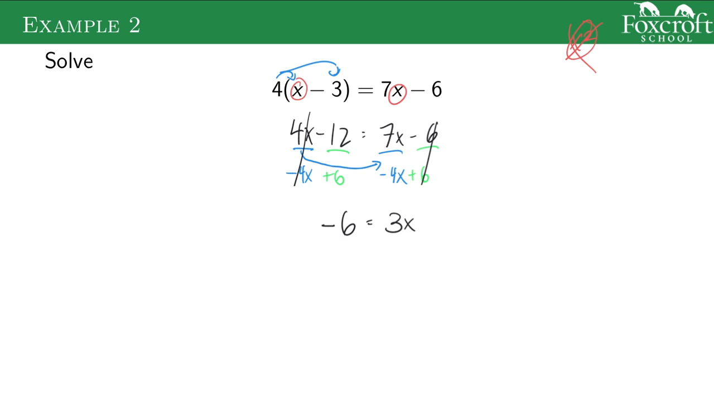And then when you're solving a linear, once you get the x on one side, now you just need to get rid of this 3. Right now 3 is being multiplied by x, so I divide by 3. I get negative 2. Yep.